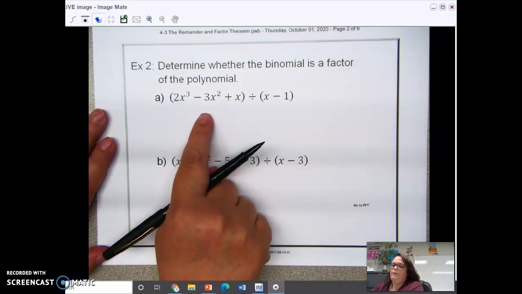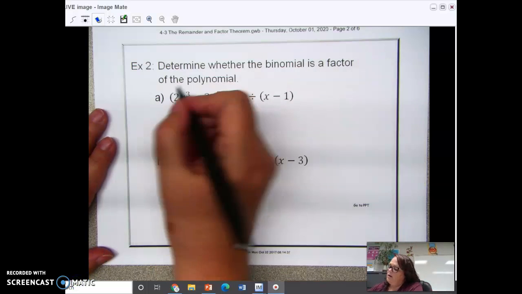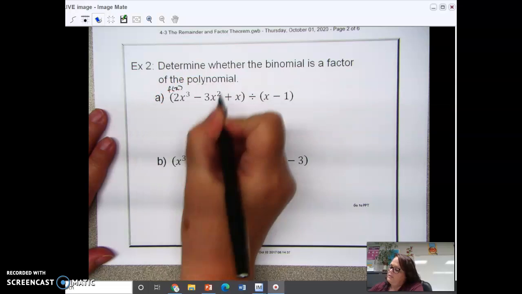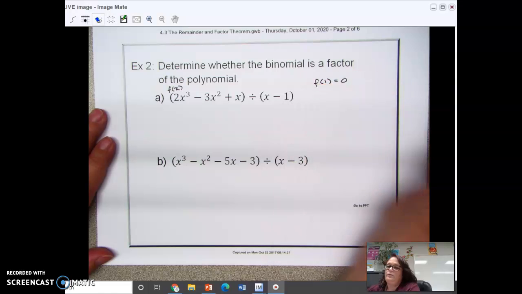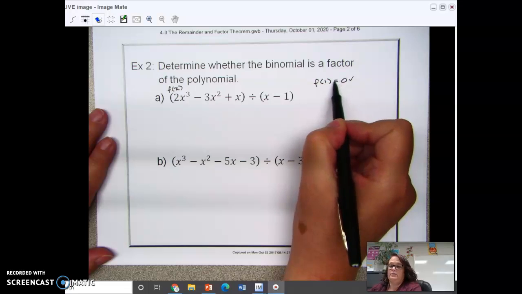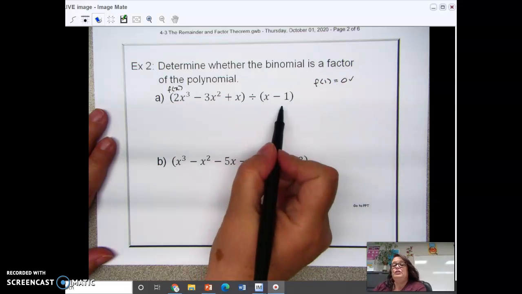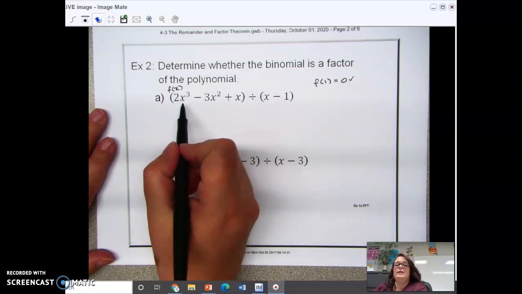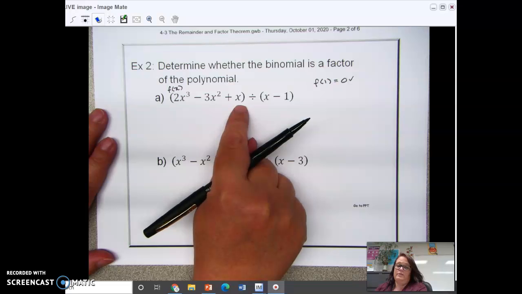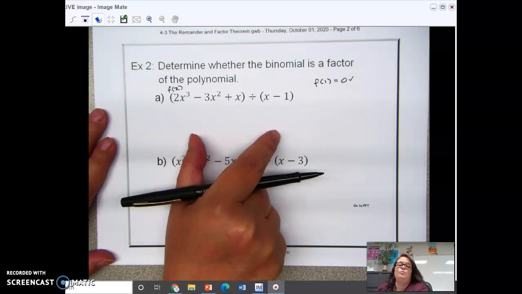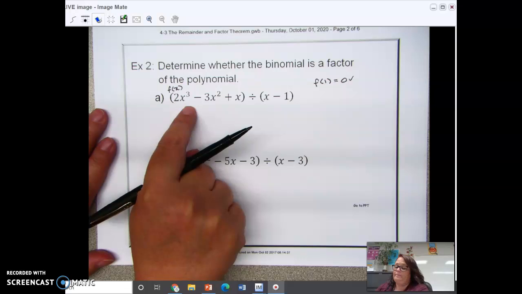Okay, so what I want to figure out is if I call this f of x, right? So this is my dividend here. If I can do f of 1 and get it to be 0, then I have a factor, but if it's not equal to 0, then it's not a factor. And the good news is I don't have to plug this 1 into the function and cross my fingers that I do it right with all these cubes and squares and all that. I can do synthetic division, and the remainder would be the same value as if I plugged in positive 1.